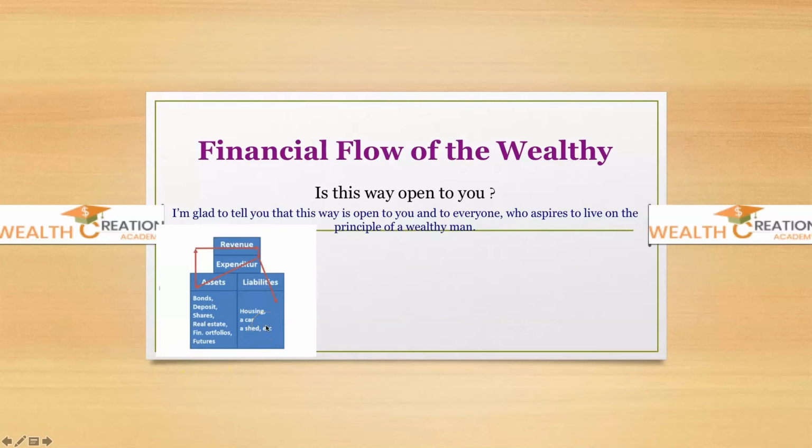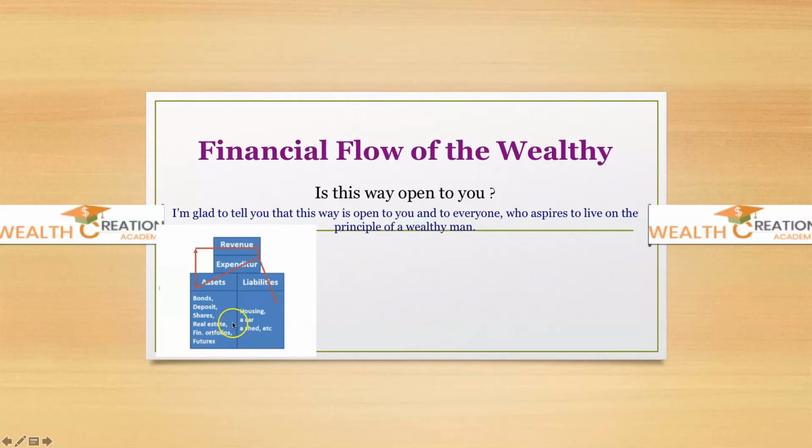Financial floor of the wealthy. You've got this table, like a financial statement. You've got the revenue, you've got the expenses, like anybody's. But this time you have a new category of assets. You can see you have a lot. You have bonds, you have bank deposits, you have shares, you have stock in shares, you have real estate, you have some apartment you're renting out, you have financial portfolios, you have some futures, different assets you have.